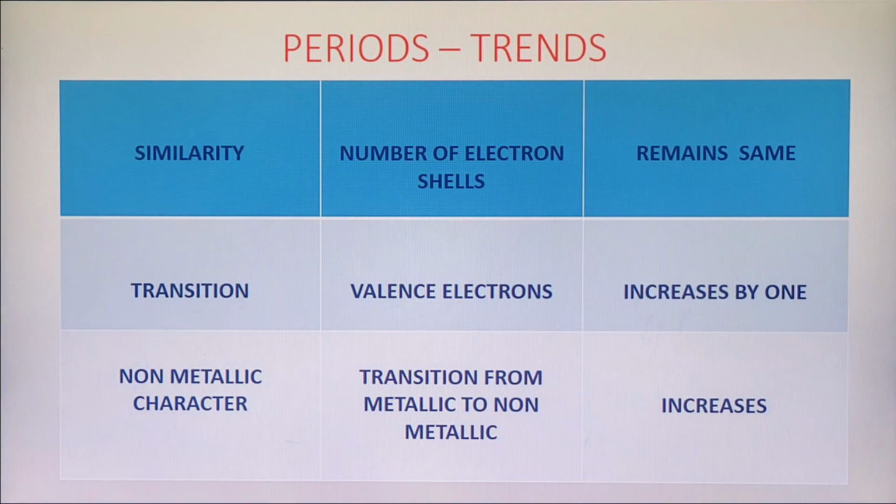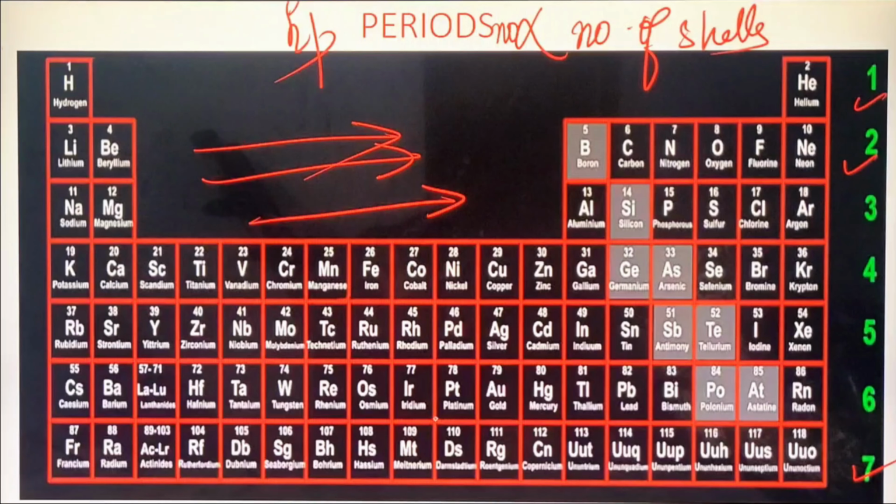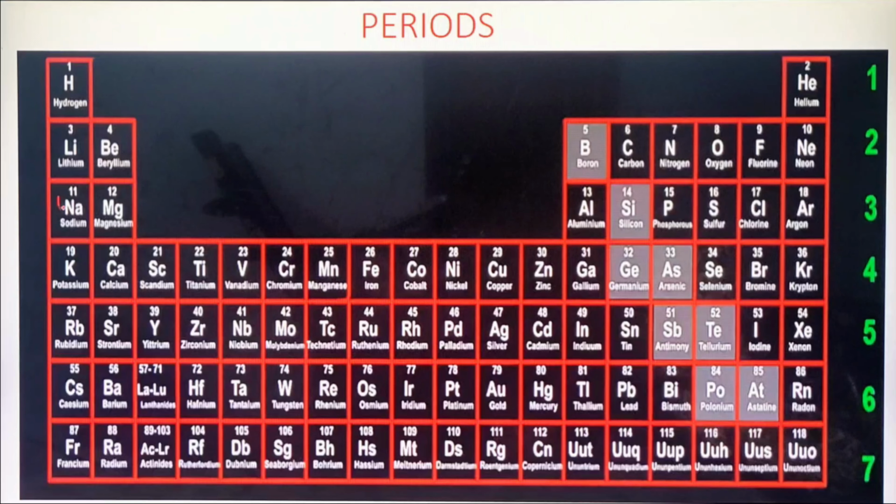Next thing that you have to understand here is what is similar in a period, children. The number of shells remains the same. As you move from left to right, there will be no change in the number of shells. Then what will be changing? The number of valence electrons. The number of electrons that are getting added to the shell increases by the value 1. And as you are moving from left to right, there is a slow transition from metallic to non-metallic, clear? So metals, sodium is a metal, magnesium is a metal, aluminium is a metal.